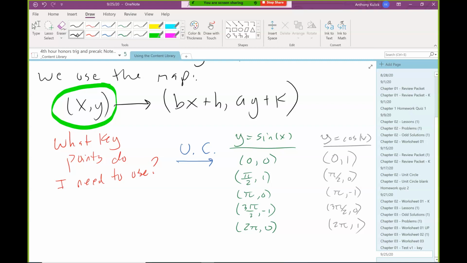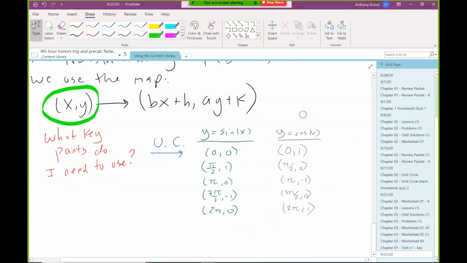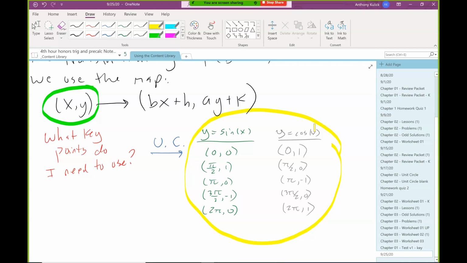Everybody, so far so good. Would I ever ask you to generate these 5 key points again? No. We're just going to use these every time we want to do a graph of either sine or cosine. Those are the points that we're going to be transforming respectively. So you'll use these every time you graph a sine or a cosine function to do the transformation.